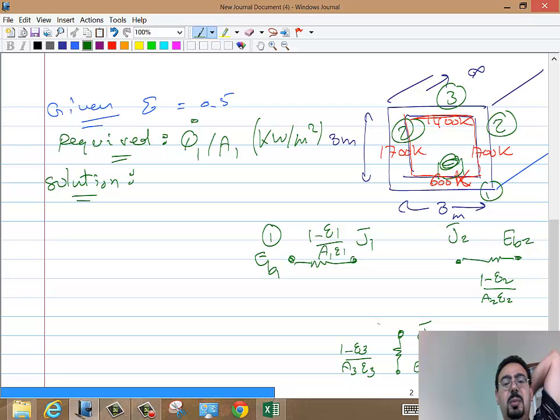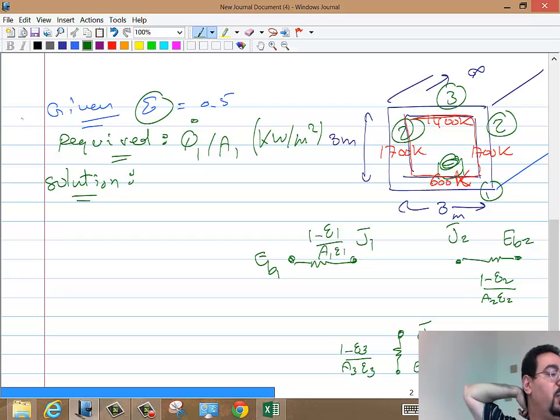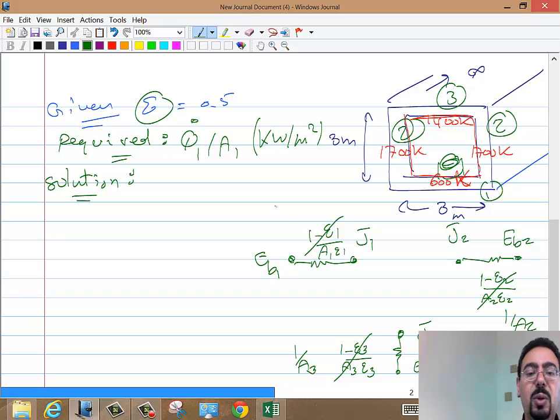All right? So epsilon 1 is the same as epsilon 2 is the same as epsilon 3. All the epsilon is 0.5. Okay? And so 1 minus 0.5 is 0.5, divided by 0.5, that's 1. So basically, we can just say it's 1 over area 1, 1 over area 3, and 1 over area 2, right? That is the surface resistance. Right? So J1, J2, and J3 are the radiosity of each surface. That's what they are sending to the outside world.